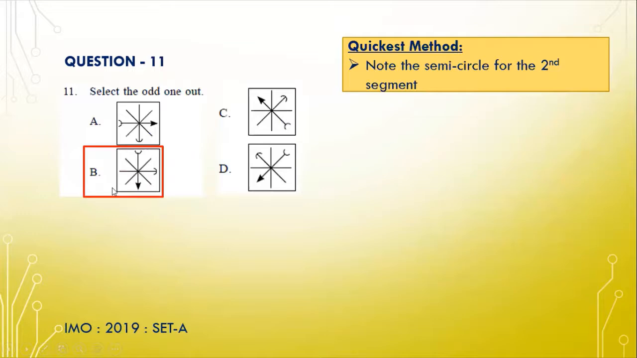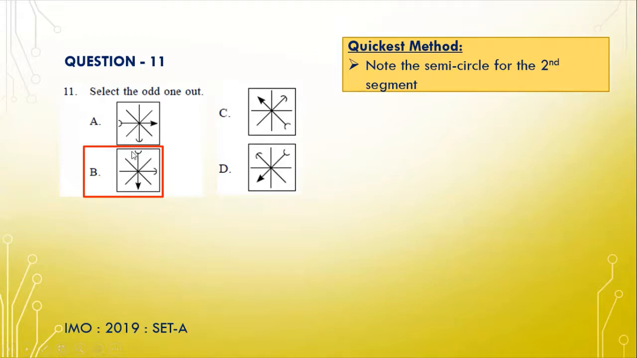Select the odd one out. So here notice the semicircle. Here the semicircle is pointing inwards, and this semicircle is also pointing like this. Here also the semicircle is pointing inwards. Here also, pointing inwards.